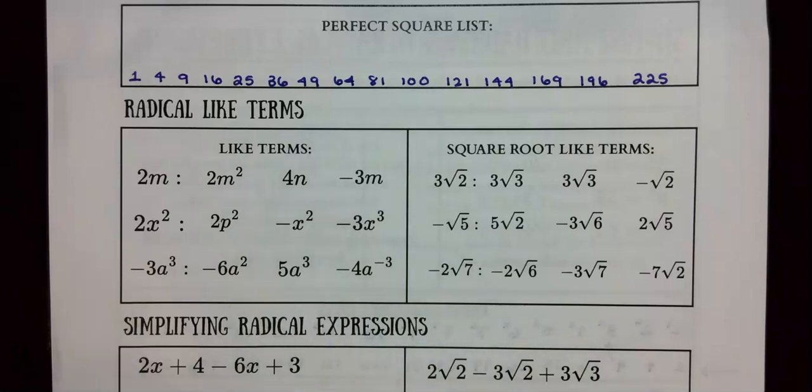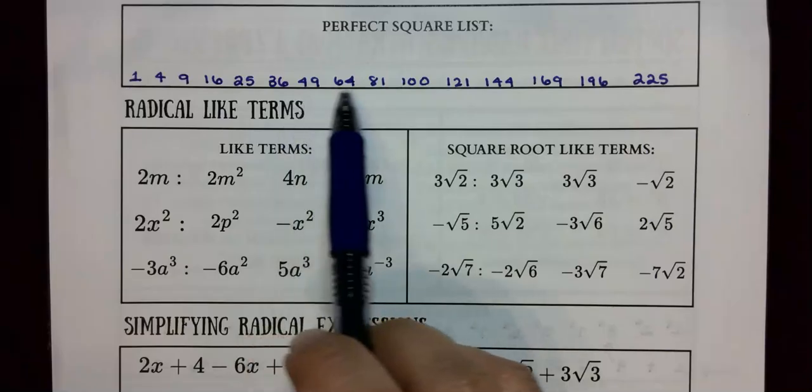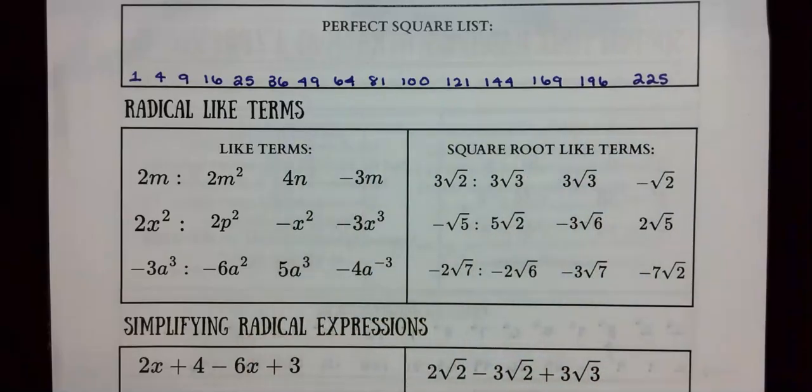So there is a place on the top up here where you can write your numbers that are considered perfect squares, because in order for us to be able to simplify a radical, we need a perfect square to do it. So before we do anything else, let's talk about what would be considered a like term. When we're adding and subtracting in an expression, we can only add and subtract numbers that have the same variable. But it's not just enough for it to have the same variable. It also has to have the same exponent if there's an exponent.